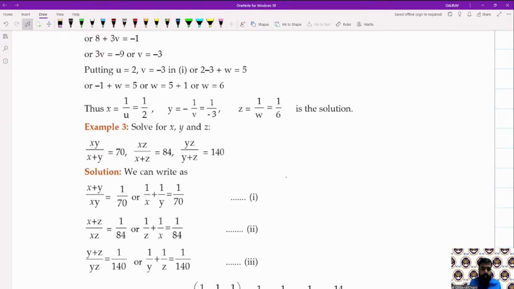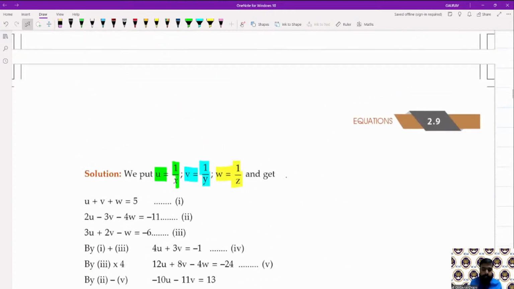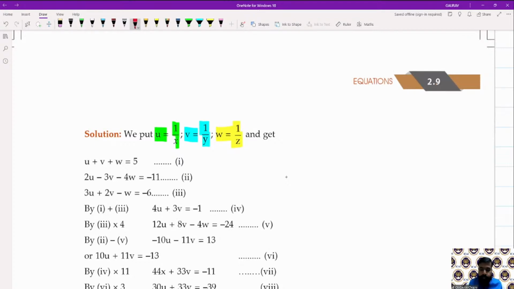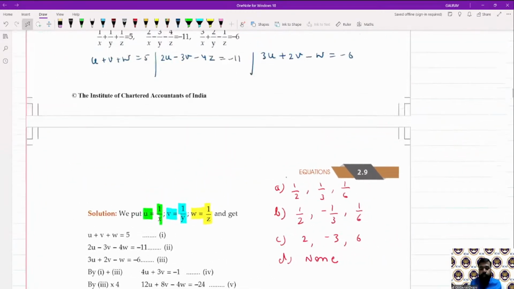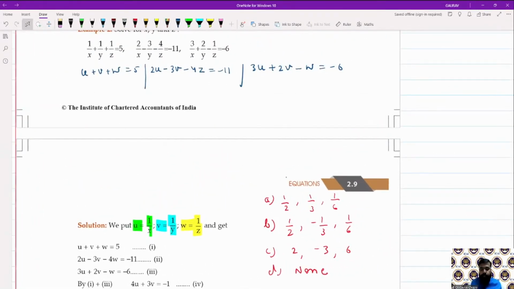So let's say the options are given here. Option number A is 1 by 2, 1 by 3, and 1 by 6. Option number B is 1 by 2, minus 1 by 3, and 1 by 6. Option number C is 2, minus 3, 6, and then option number D is none. So if we try to put the options directly, so what will happen? Let's try with option number A first.